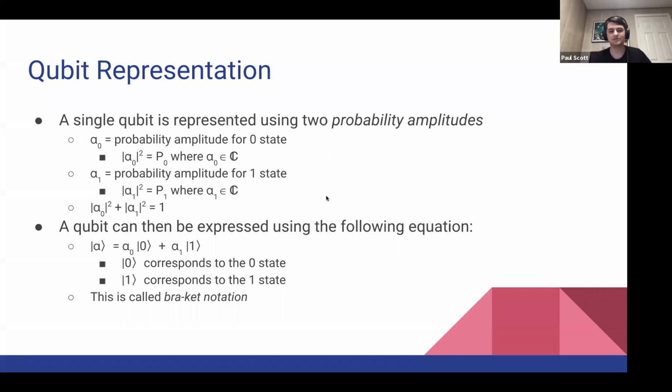And the same exact thing goes for the second state as well, the 1 state. We also represent it using a probability amplitude. This time, though, we'll call it alpha 1. Same deal. When we take the magnitude and we square it, we get the probability we measure in the 1 state. And as an important rule, if we add the magnitude squares of both of these probability amplitudes, the result is 1. And that makes sense. That's the same as taking the probability of 0 plus the probability of 1. And since those are the only two possible states, it has to add up to 1.